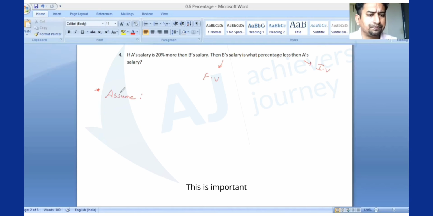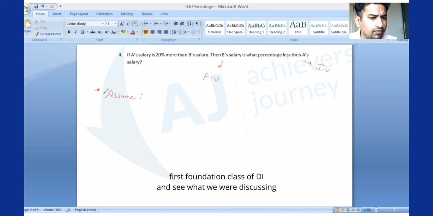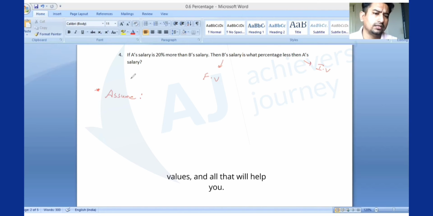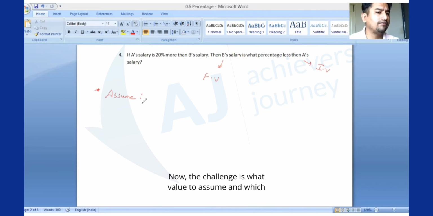This is important. We discussed this about assumptions in your first foundation class of DI. So right now, if you want, you can go back to the first foundation class of DI and see what we were discussing there about assumptions of values and percentage values. That will help you. So when we talk about assumption, assume a value. Now the challenge is what value to assume and which variable to assume.